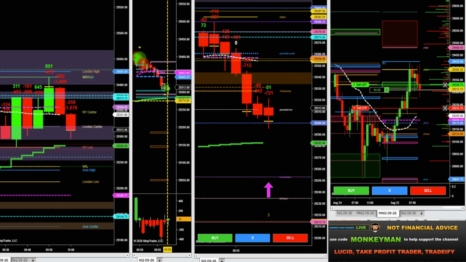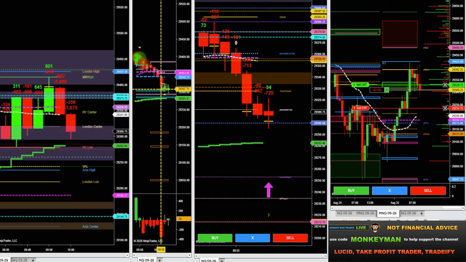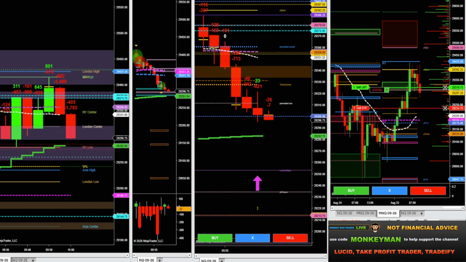We got some delta divergence. We still have this green order bubble here. Nothing that's scaring me out of the trade yet for just one micro. The delta is kind of a mixed bag the last two candles. Even if we push through VWAP, I think we'll bounce back up to it. Just going to look for a little VWAP bounce here.